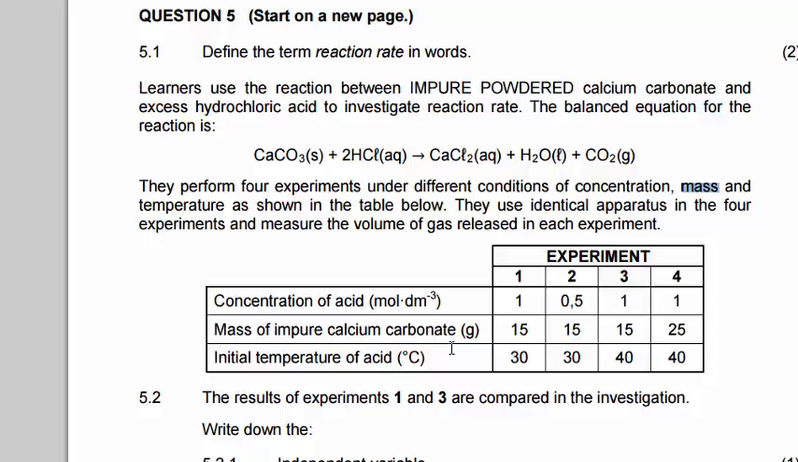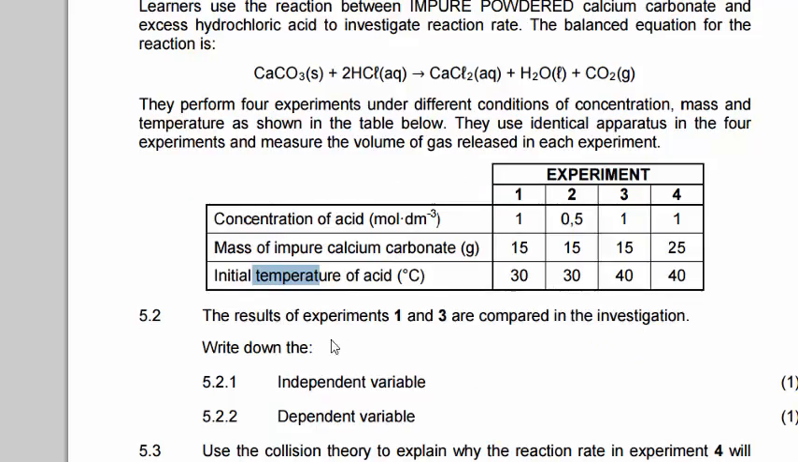The results of experiment 1 and 3. So here are the experiments. Under each experiment it seems like there were different conditions. They talk about the concentration, the mass of impure calcium carbonate. There's only one experiment where they actually change it, and then the initial temperature, in other words, the temperature at which they took it. Write down: the results of experiment 1 and 3 are compared in the investigation. Write down the independent variable.